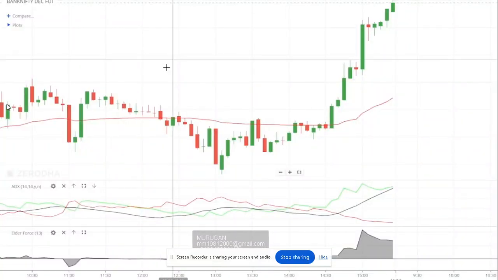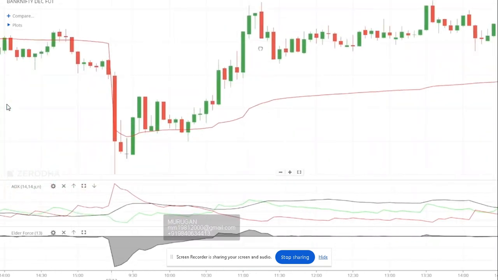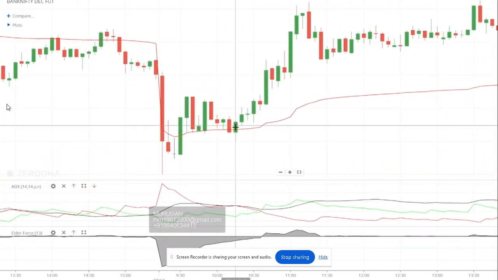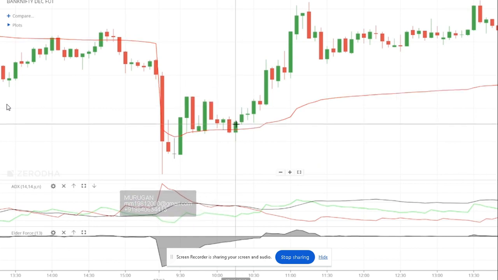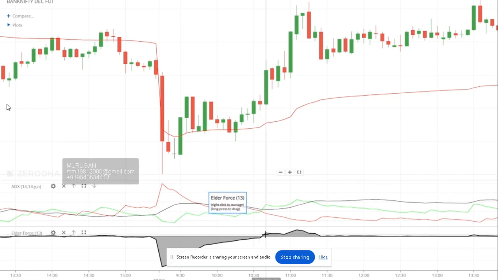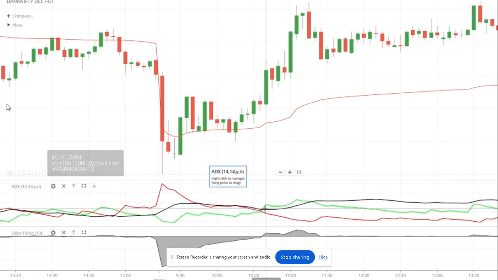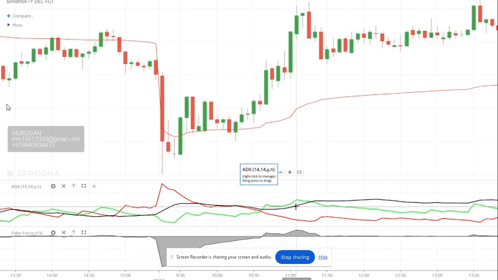Maybe we can go back one or two incidences and we can see. Somewhere here, the green line has gone above the red line. There is a force, and this is not clearly showing, but somewhere here you would have got some confirmation. Now it is clearly on the upward trajectory.